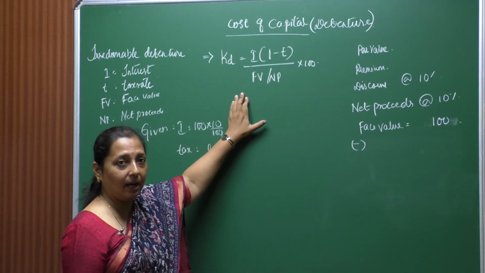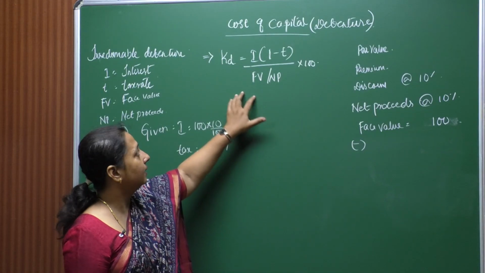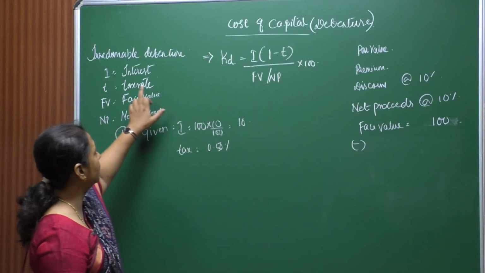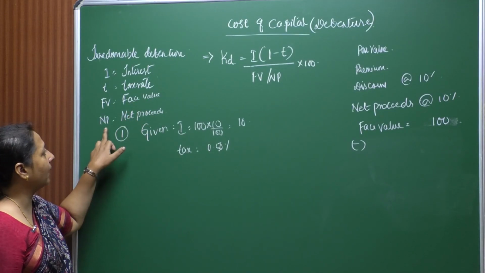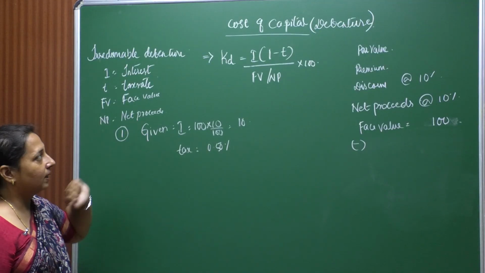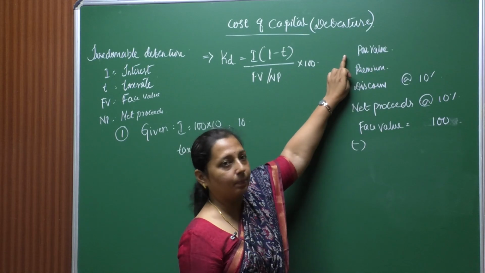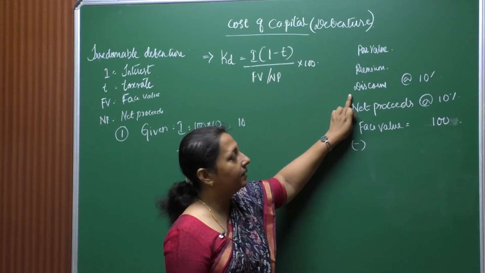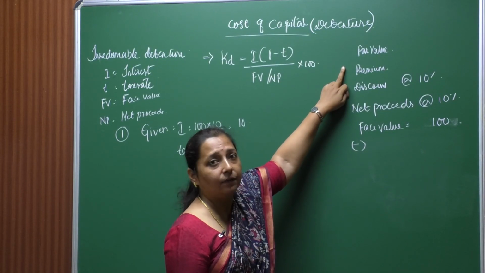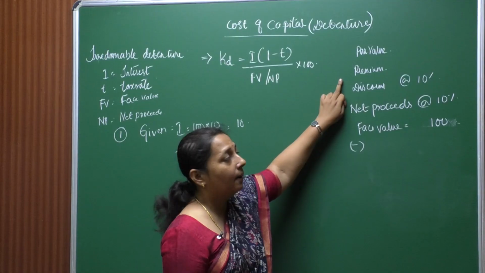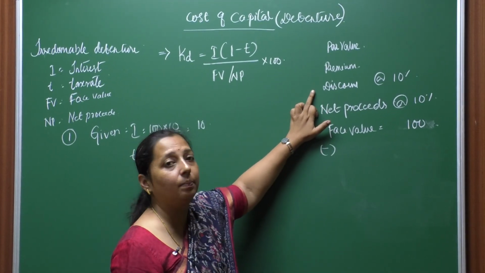So, this is the formula that will be used for cost of capital under irredeemable debt, that is cost of debt Kd is equal to I(1 - T) divided by FV or NP. I stands for interest, T stands for tax rate, FV stands for face value, NP stands for net proceeds. When it's a debenture, we have three concepts: par value, premium and discount. Par value is nothing but the face value at which the debenture has been issued. Premium means above the face value, discount below the face value.